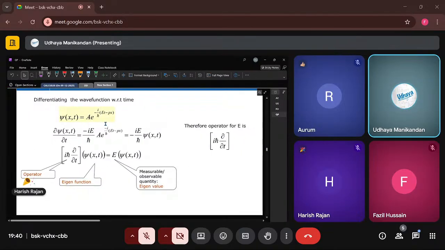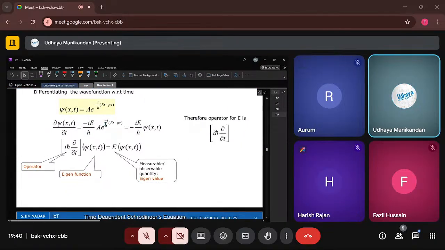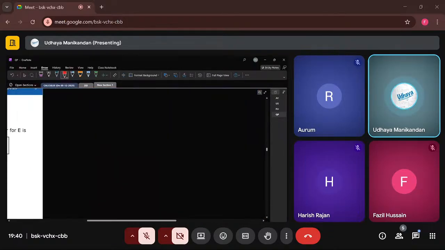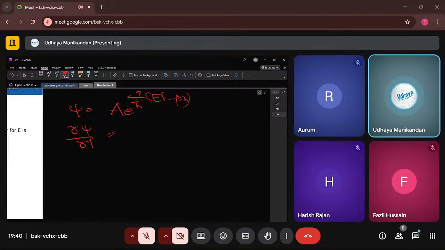Okay. Yeah. So now we are moving on to time dependence of this equation. In that case, I have to consider time dependence also, so I have to take the differential with respect to time also. So what happens? ψ is equal to A e to the power minus i by ħ into (Et minus px). Now let's differentiate with respect to t. So ∂ψ/∂t would be nothing but what? The constant will come out. These constants will be nothing but minus iE by ħ into the same function, right?